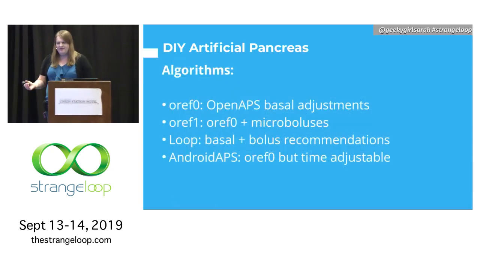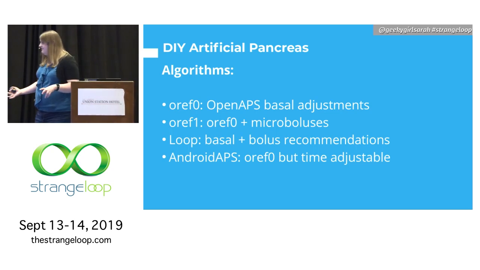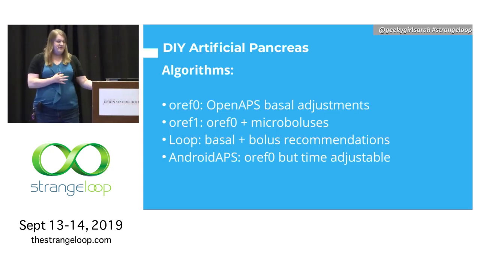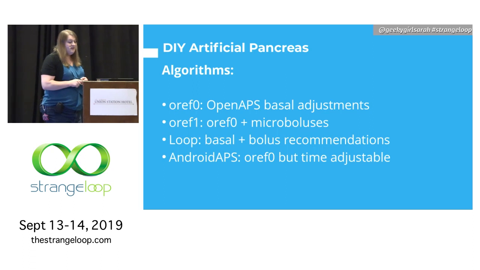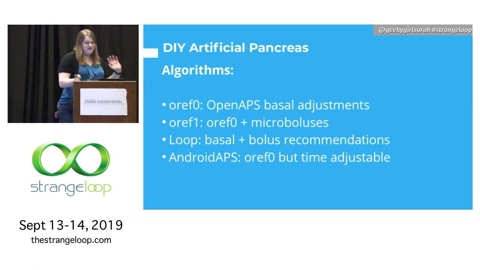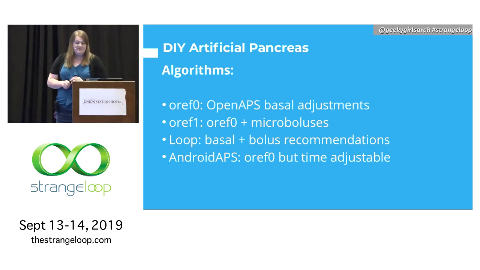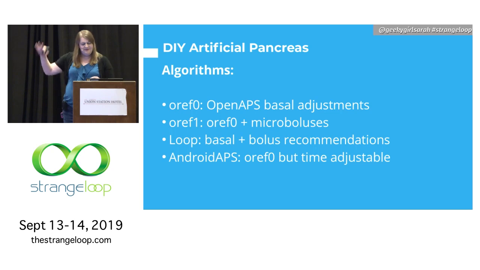There's a few different algorithms. I'm not going to dive too much into these, but OpenAPS ORF0 was the original one. There are white papers on it. If you're really curious, you can go out and read these things. So basically, it just adjusts your basal all day long. If it starts to see you going high when you shouldn't be, it can bring you back down.